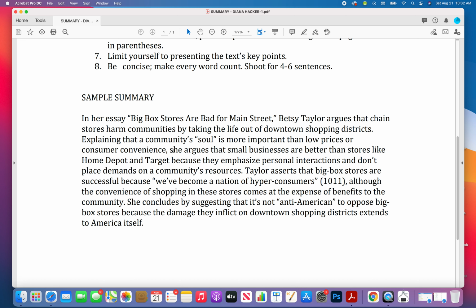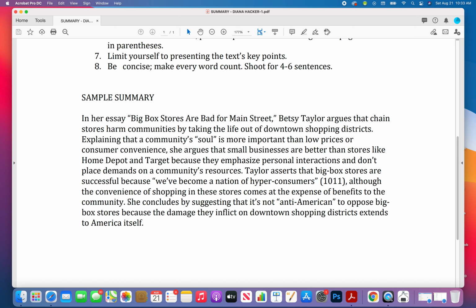Here you see too, it says she argues, Taylor asserts, all that kind of stuff. So make sure you're getting that in there. Also, she does quote just a little portion. Try to keep the quotes to a very, very minimum. And then she gives the page number here, if there is a page number.